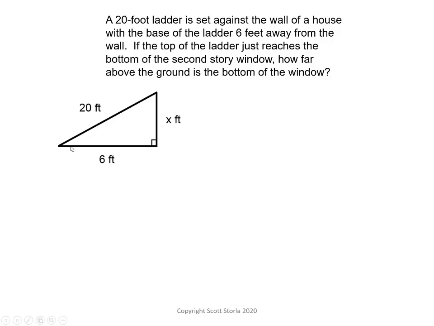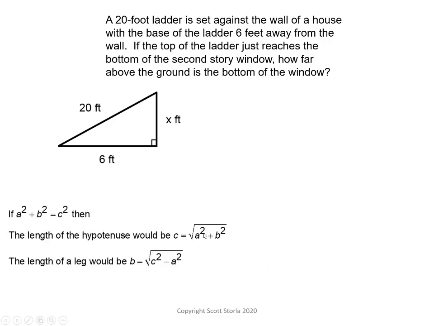And I know that the end of the ladder here is 6 feet away from the wall because it tells me that right here. And then I'm trying to figure out the distance from the ground to the bottom of the window, and that's going to be right here because it tells me that the ladder is just right at the bottom of the window there. So here's my ladder. I'm 6 feet away, and I'm trying to figure out this distance here.